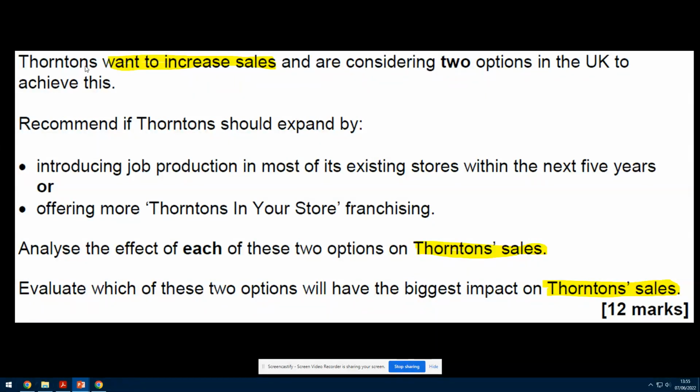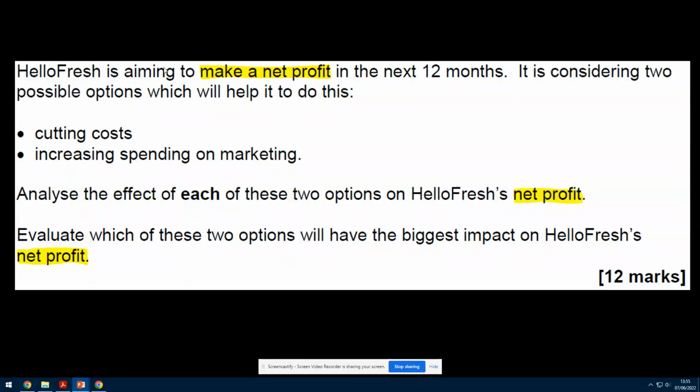So this is the first example. We're told that Thorntons want to increase their sales, and there are two options by which they're considering doing this: either introducing job production or offering more franchising. We then need to analyse the effect of each of these two options on Thornton sales and evaluate which of the two options will have the biggest impact on Thornton sales. Okay, so that's one question. That was taken from paper 1 2019.